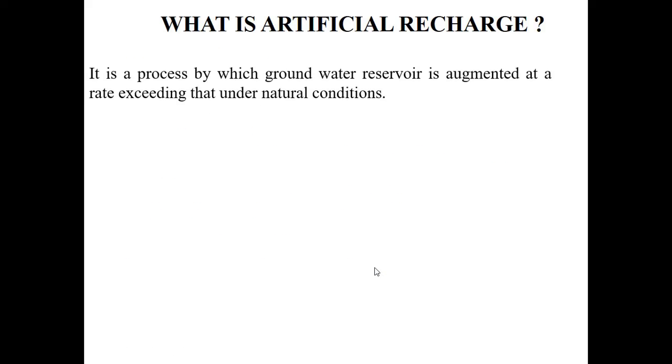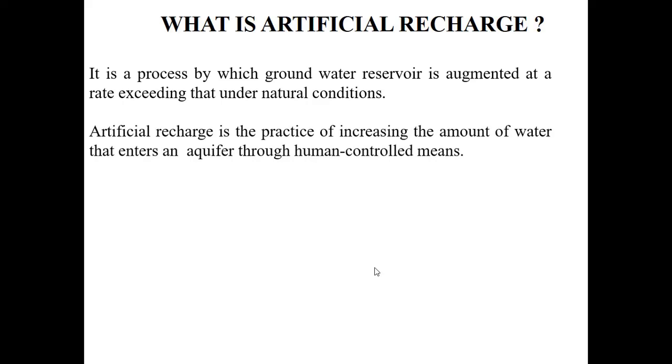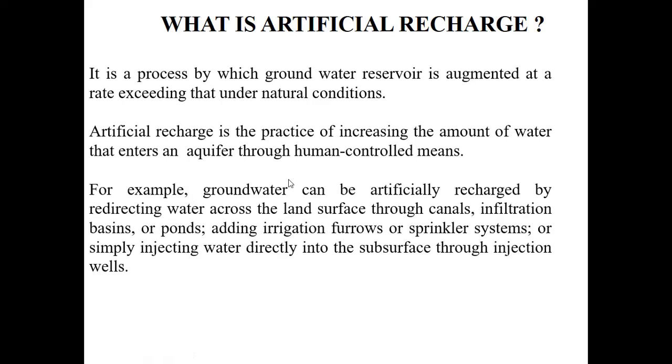So what is artificial recharge? Already we have explained. It's a process by which a groundwater reservoir is augmented at a rate exceeding that under natural conditions. Artificial recharge is a practice of increasing the amount of water that enters the aquifer through human controlled means. For example, groundwater can be artificially recharged by redirecting water across the land surface through canals, infiltration basins or ponds, adding irrigation furrows or sprinkler systems, or simply injecting the water directly into the subsurface through injection wells.